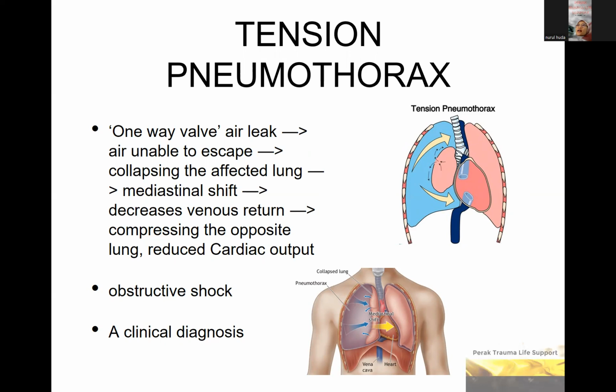Okay, so tension pneumothorax, the pathophysiology. Tension pneumothorax is one of the life-threatening injuries that you have to identify during the primary survey. The pathophysiology is that when there is injury to the lung parenchyma, air can escape from the lungs and go into the pleura, and pressure will develop in the pleura, causing the affected lung to collapse. When the pressure is high enough, it can cause a mediastinal shift, and subsequently will decrease the venous return, compress the opposite lung, and reduce the cardiac output. So patients can have an obstructive shock, and tension pneumothorax is a clinical diagnosis. You don't need imaging to diagnose tension pneumothorax.